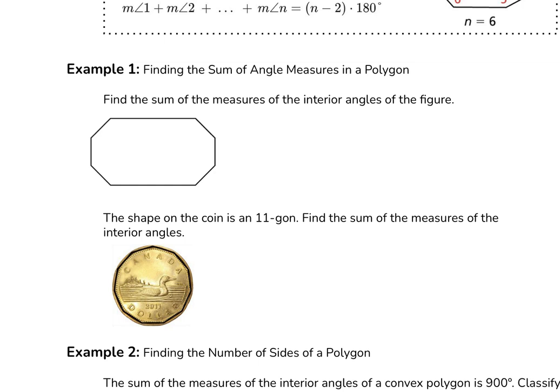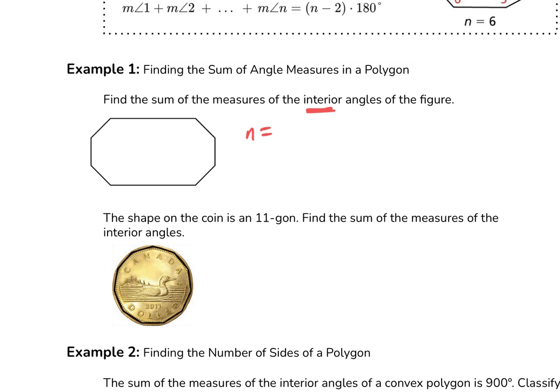So on these first couple of problems, that's all we're doing. We're trying to figure out how many degrees are on the inside of the figure. And that's the key here, is that it's interior. Interior means on the inside. Okay? So we got to first of all figure out how many sides do we have.